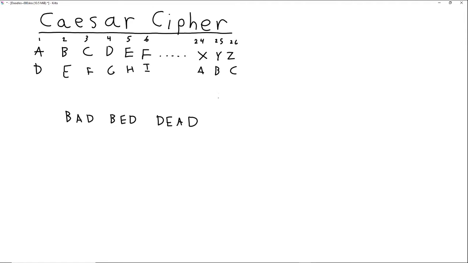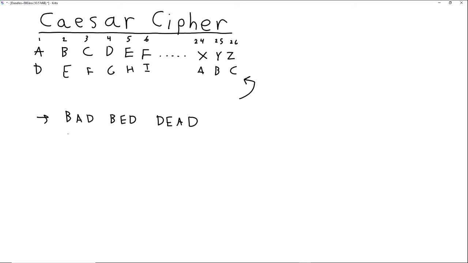So let's go ahead and test the Caesar cipher out with the rightward shift of 3. We're going to use the plain text "bad, bed, dead." That's just because it's what we have written here, so it makes it easier. When we go ahead and encrypt our message, we can just look at our key up here and then just rewrite the letters down below.